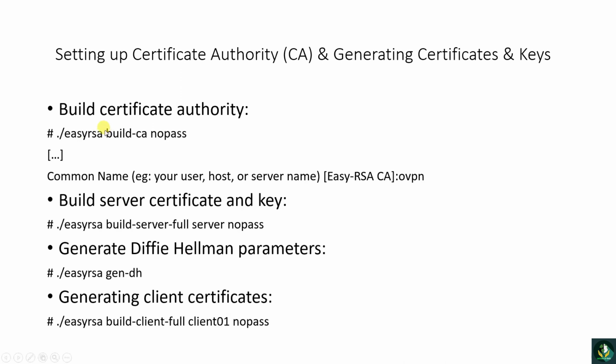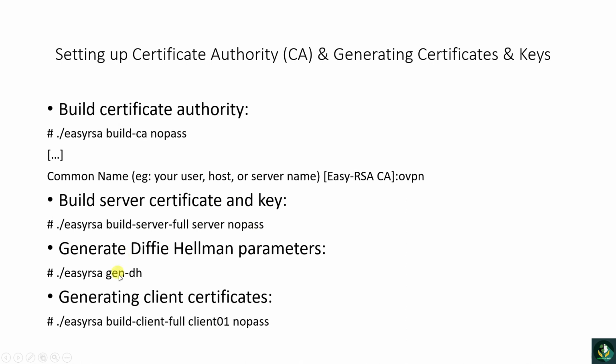This is the command. First we need to type it, then we need to build our server certificate and keys. So simply type this. This is the command. And then we need to generate the Diffie-Hellman parameters, which is easy. This line in the command prompt will generate the Diffie-Hellman, and then at the end we need to generate our client certificate, which is this, and this will generate all the client certificates.